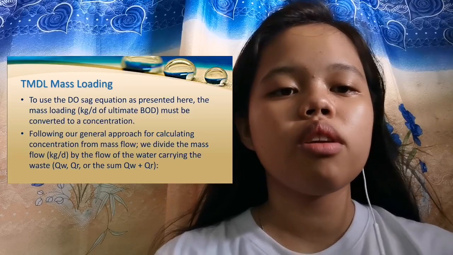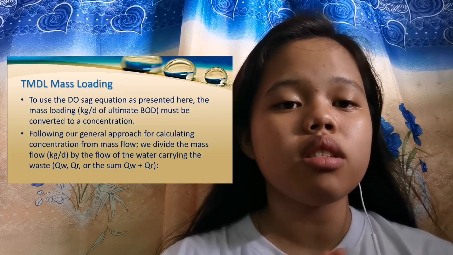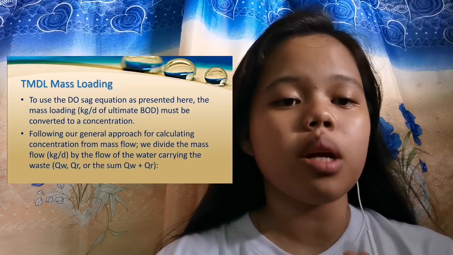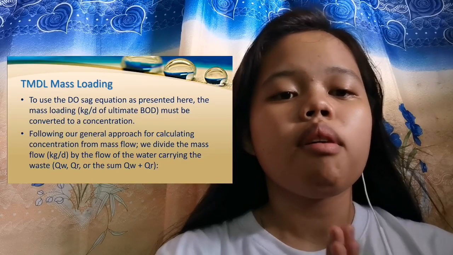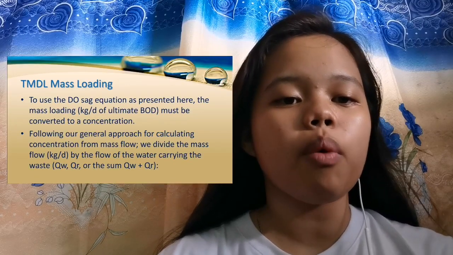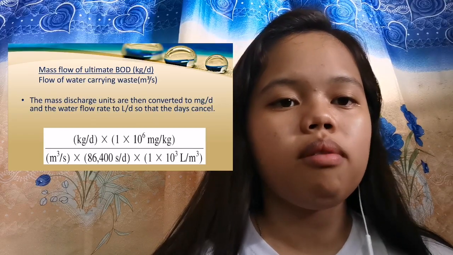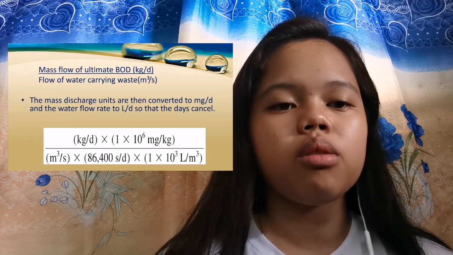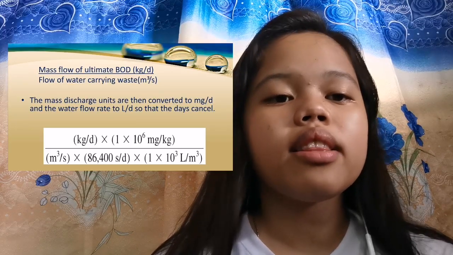TMBL mass loading. To use the DO sag equation as presented here, the mass loading must be converted to a concentration. As noted earlier in this chapter, TMBL calculations are based on mass loading. Following a general approach for calculating concentration from mass flow, we divide the mass flow by the flow of the water carrying the waste. Concentration of ultimate BOD is equal to the mass flow of ultimate BOD divided by the flow of water carrying the waste. The mass discharge units are then converted to milligrams per day and the water flow rate to liters per day so that the days cancel.